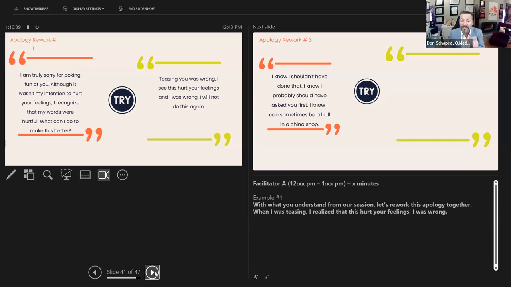That's pretty good. It's still missing something though, isn't it? Right? And this is where the challenge is. This isn't perfect, because now I will not do this again. What can I do to help ensure that it doesn't happen again? What plan can we create to ensure that this stops here, that that action doesn't repeat itself?